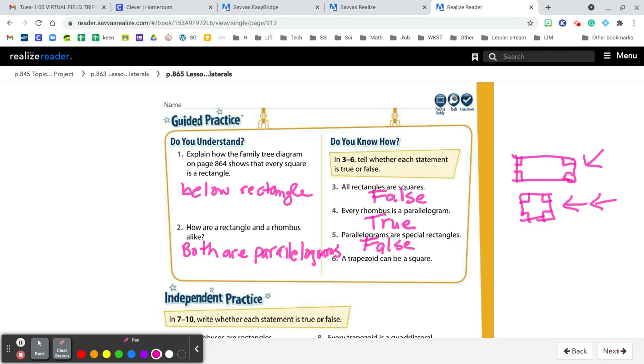A trapezoid can be a square, and that's false, because remember, a square has to have four equal sides and make four right angles. So go back to the page before and answer the independent practice questions using the chart on the page before.